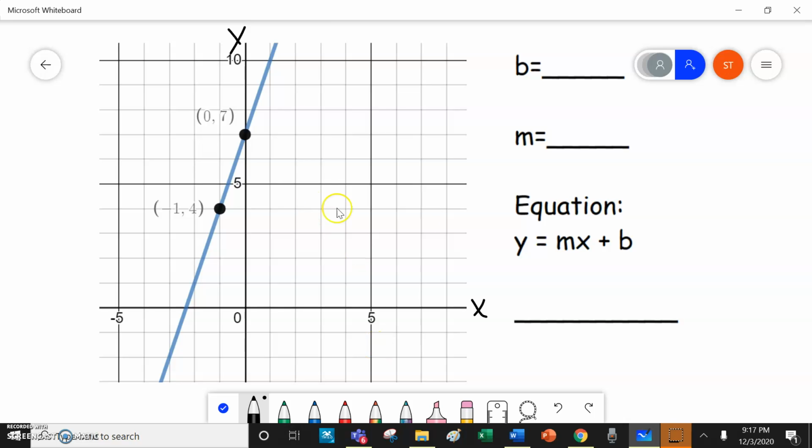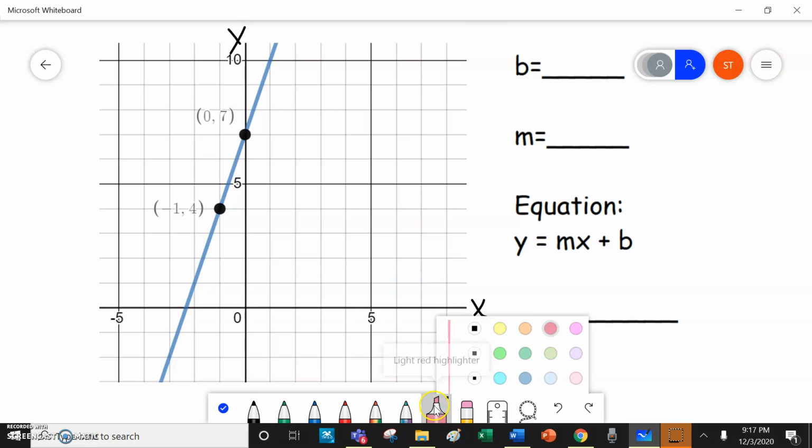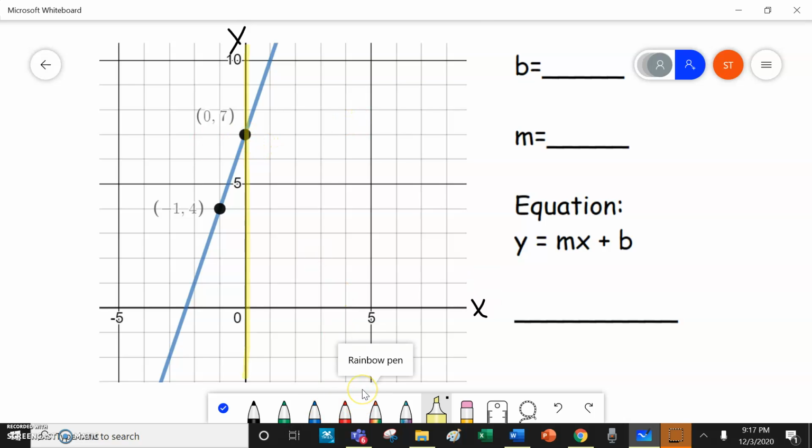So I'm going to first look for the y-intercept, which is on the y-axis. So my y-axis is here. I can see that my graph crosses at this point. And so my b value, because the point is (0, 7), 0 is the x value, 7 is the y value, therefore my b value is 7. So I know the b value of this equation. So when I write my equation, y equals mx plus b, it will include the number 7.